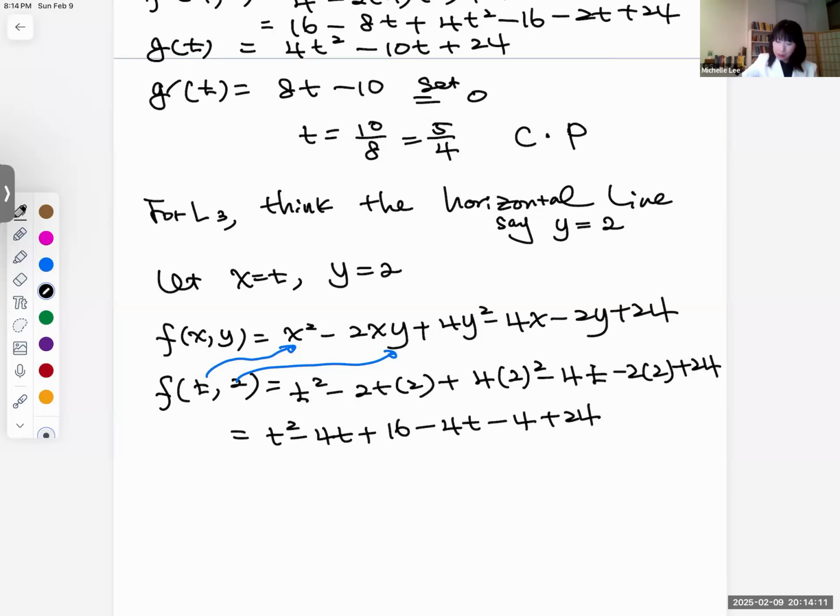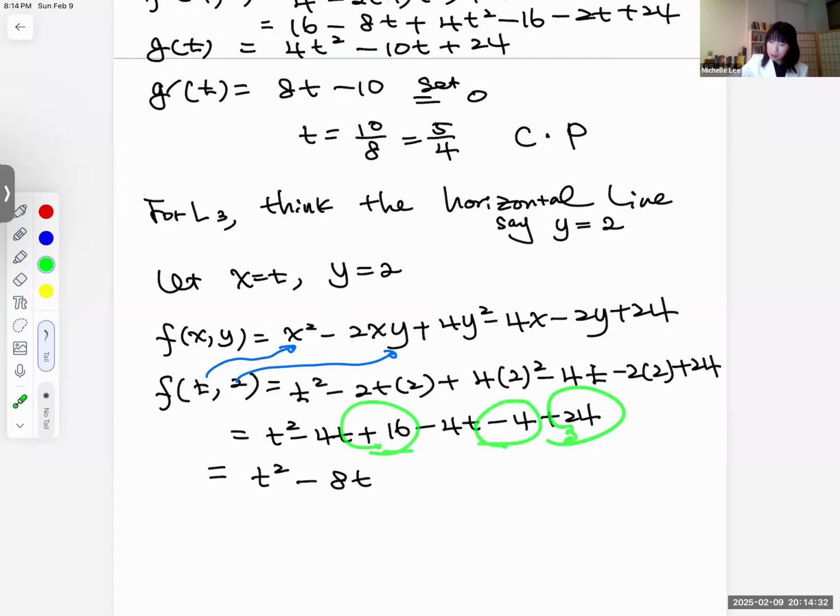Let's simplify. Combine like terms. t squared by itself. Negative 4t, negative 4t, that's negative 8t. And we have a positive 16 and positive 24, and minus 4, so we get positive 36.